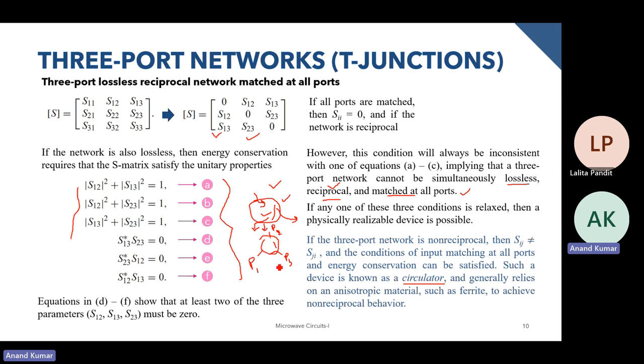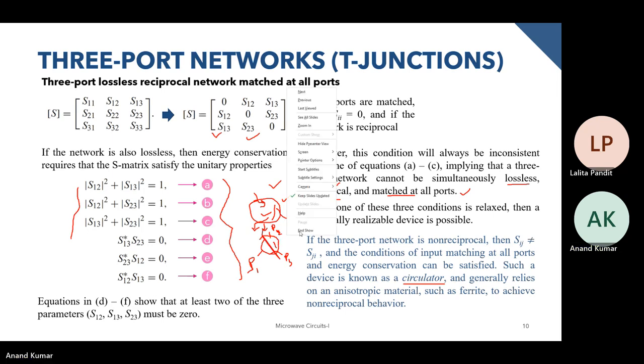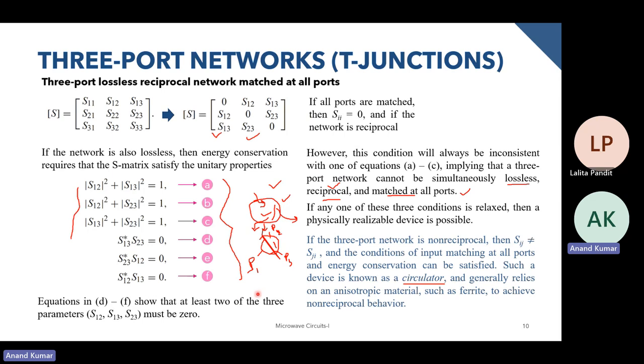So you might end up with some circuit where you want to send a signal from here and receive just here and not here. Let me just switch to the laser pointer. So if you want to send a signal at port 1 and receive only at port 2 and not at port 3, but if you send a signal at port 2, you want to receive only at port 3 and not at port 1. This is an example of a circulator, where you are sending a signal and receiving at selective ports.